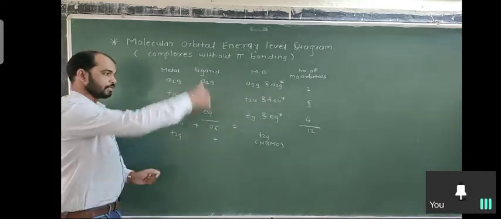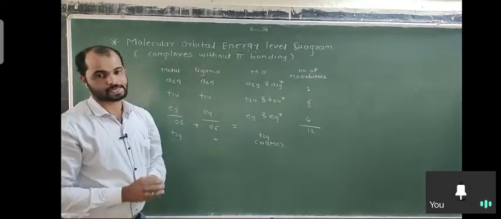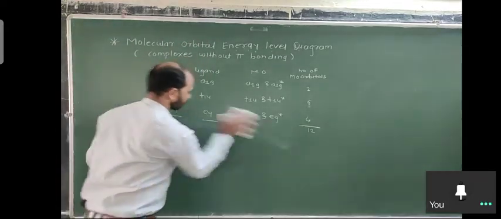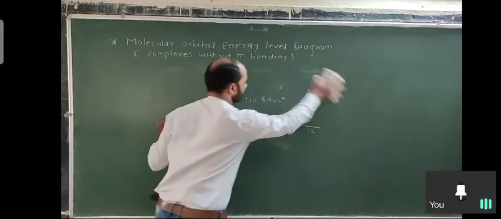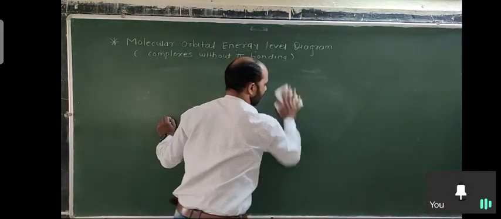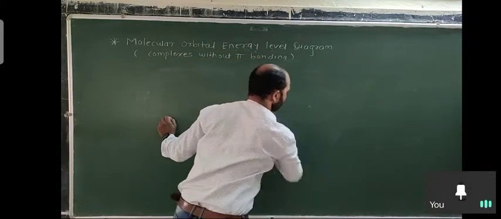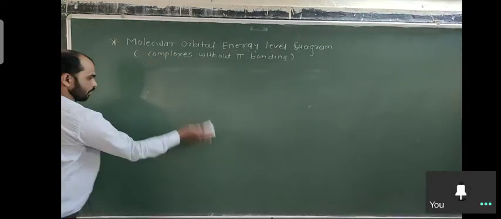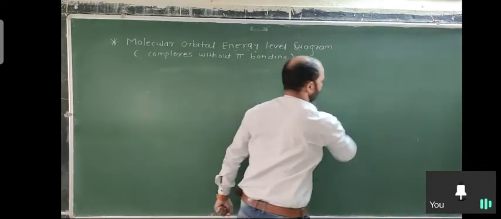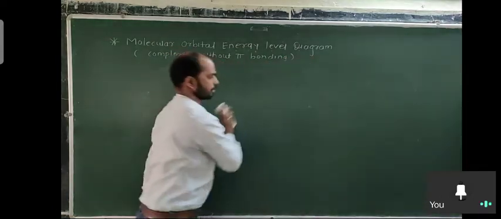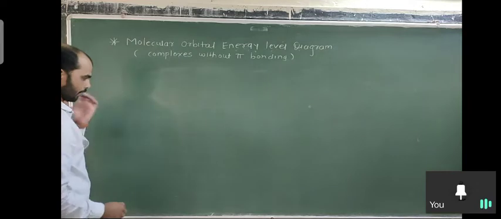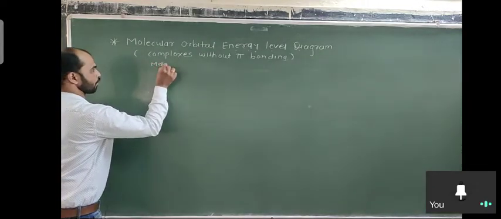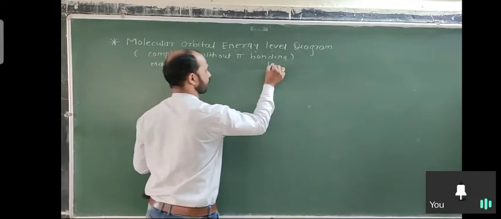So now we are going to draw the energy level diagram. Once you understand which orbitals are present on the metal side and which on the ligand side, you can easily draw the diagram. Once you can draw the diagram, you can explain any complex using molecular orbital theory. First of all, we start from the metal side. Metal here, and here is the ligand.